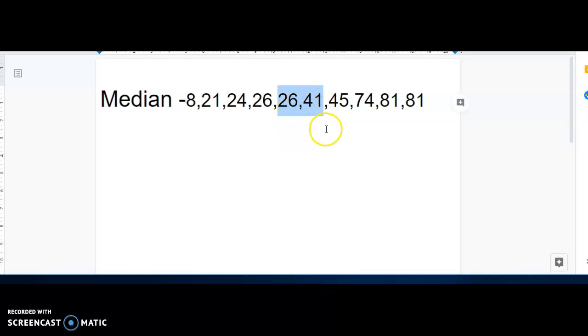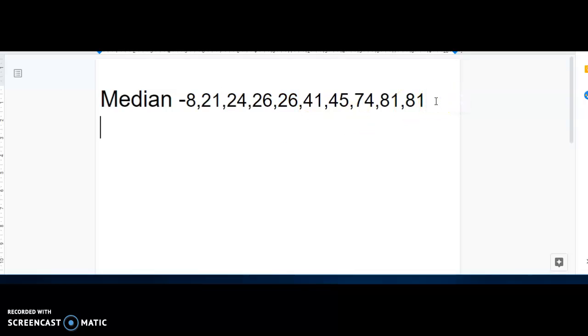So again, to find the median, if you've got an even set of numbers, you look at the two middle numbers, you find the difference between them, you halve it, and then you add it on to the lowest number, which is 26. So half of 15 is 7.5. And 26 add 7.5 is 33.5. So my median would be 33.5.